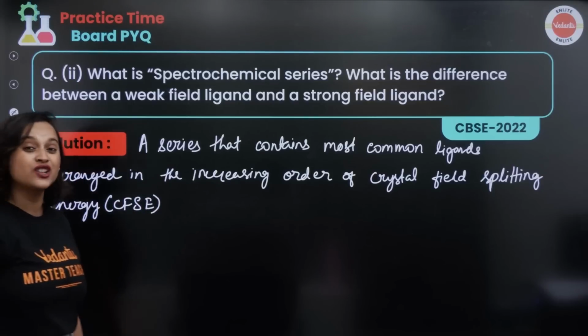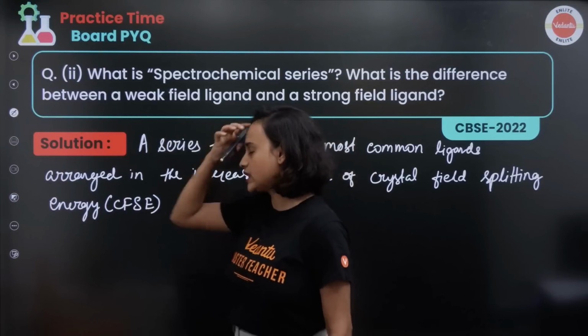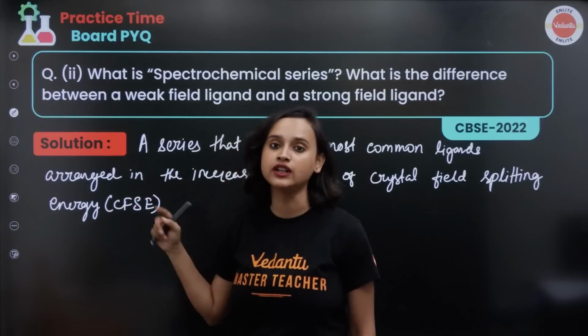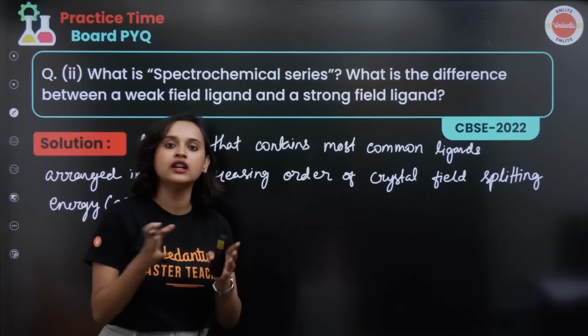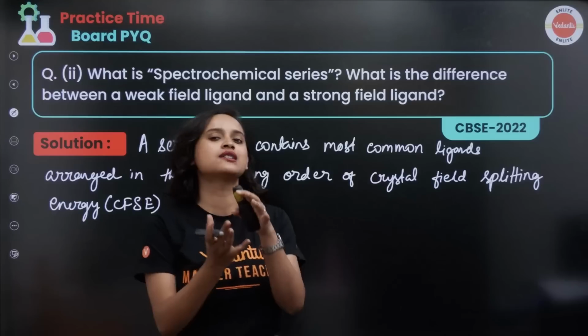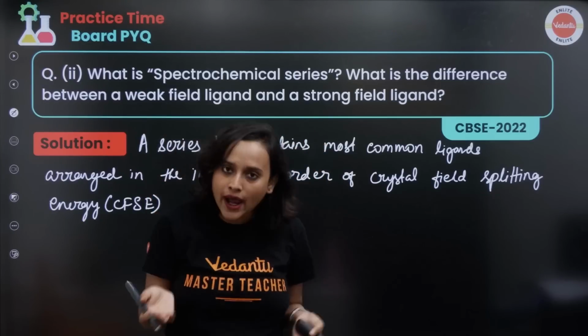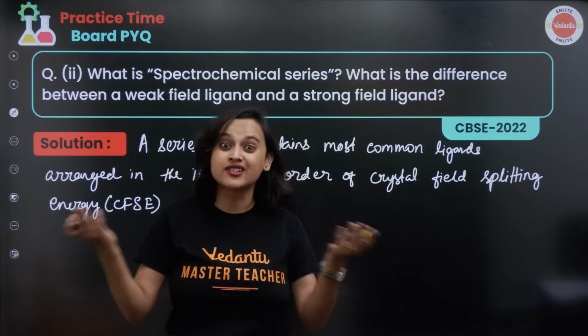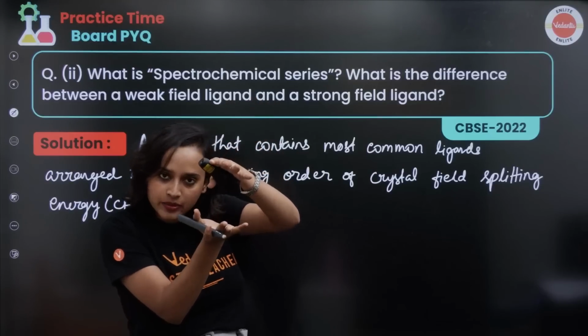Now, there is a way to remember it as well. I'll write that down, but first let's write down the difference between weak field ligand and strong field ligand. A weak field ligand will cause very little splitting. The splitting will not be so much. Why? Because it obviously does not have that much power, so it will cause very little splitting.